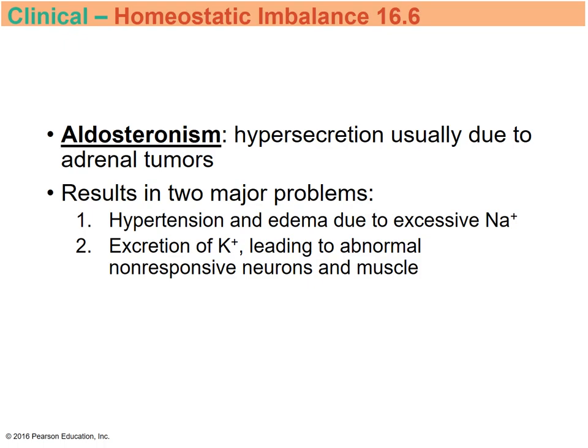Hypersecretion, which is aldosteronism, is usually due to a tumor on the adrenal cortex. What are some problems that can be associated with that? Hypertension, which is high blood pressure, and edema, from excessive sodium. And then excretion of potassium. If you're excreting too much potassium, because that is involved with maintaining the proper resting potential, then you now can have abnormal, non-responsive neurons and muscles.